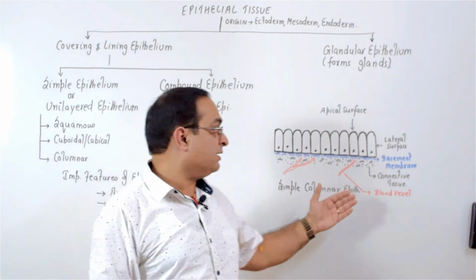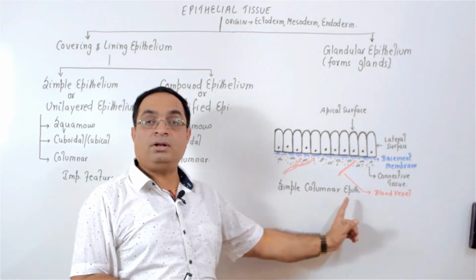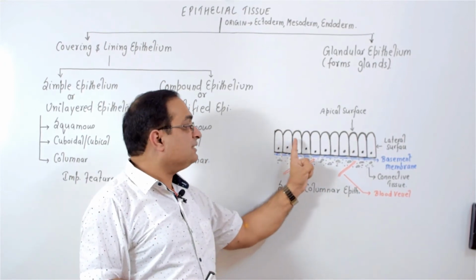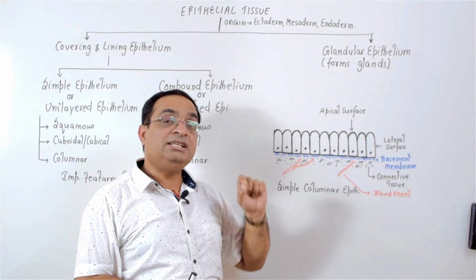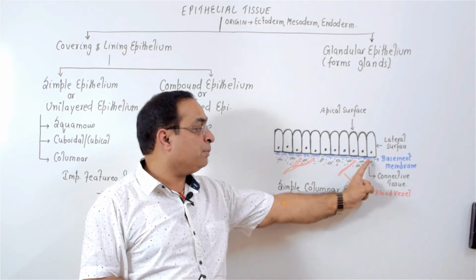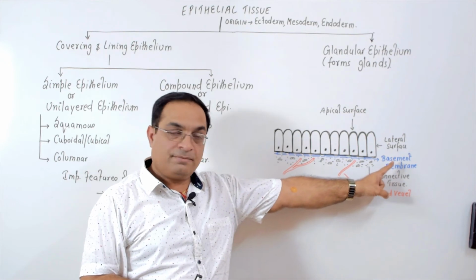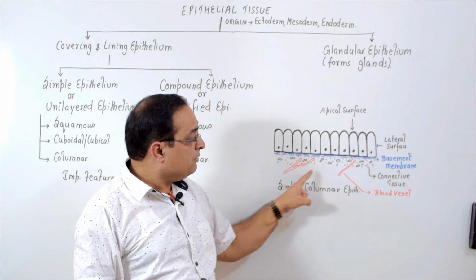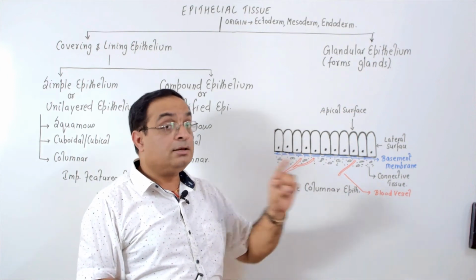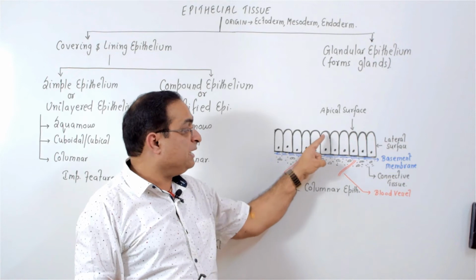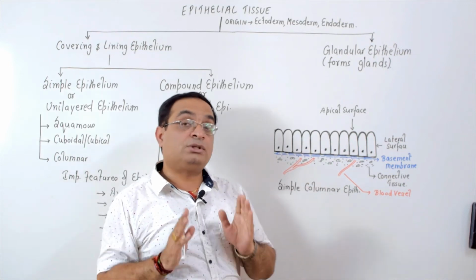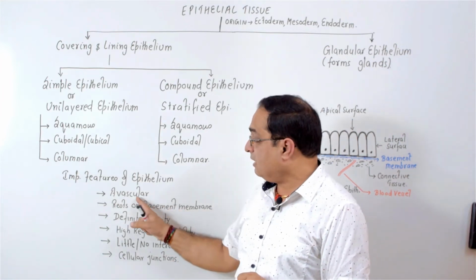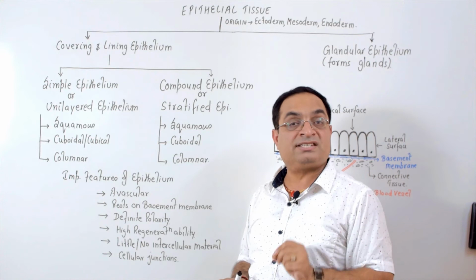As you can see in this diagram, I have shown simple columnar epithelium. Now, you can see when we say simple, that means it has a single layer of cells. These cells rest on a basement membrane, which we have shown with blue color. Below that is the connective tissue. Here with the red color I have shown blood vessels. Please remember, blood vessels do not penetrate into the epithelial cells. So that's why we say that the epithelial cells are avascular. When we use the word avascular, that means without blood supply.